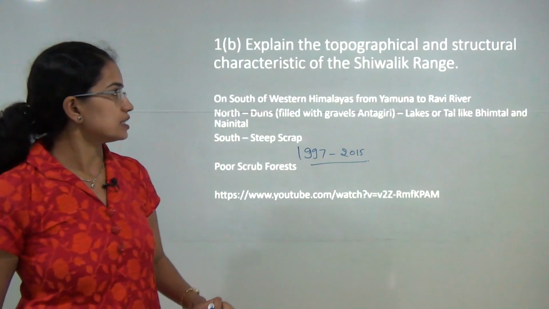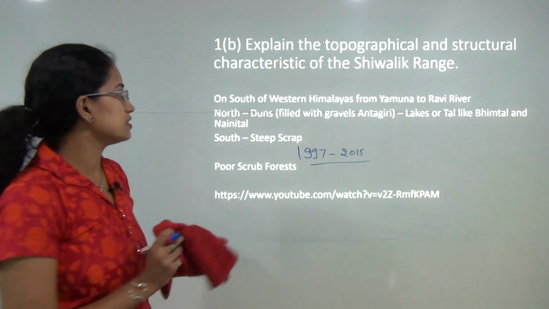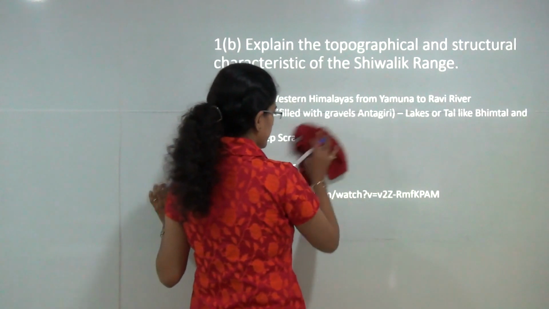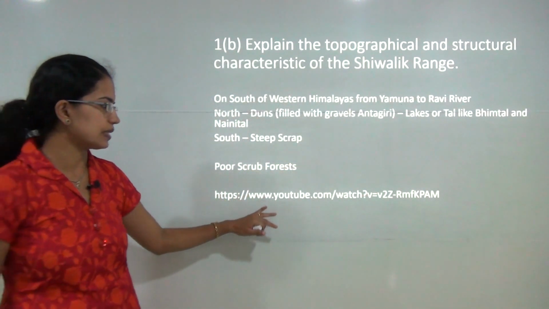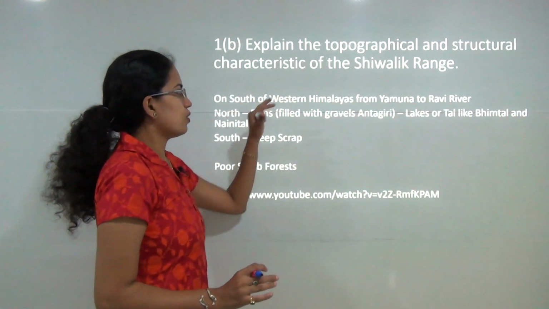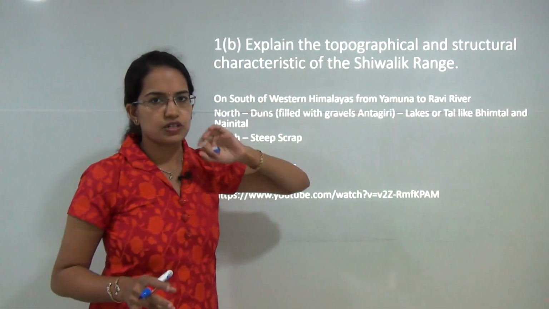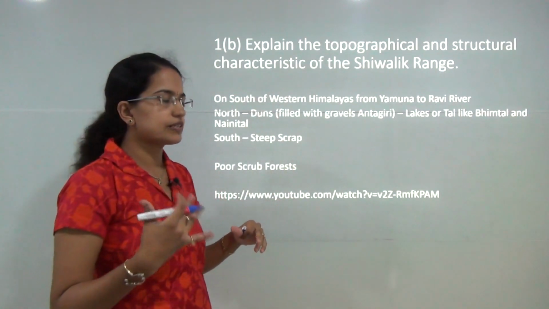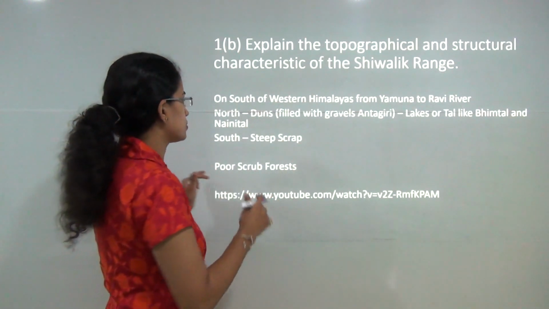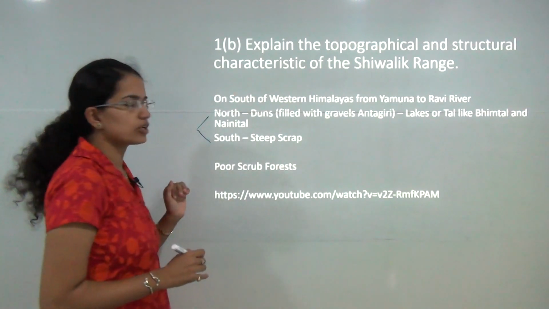The next question is the topographical and structural characteristics of Shivaliks. Now this is a very direct question. We have covered this under the physiography of India. You can refer to the lecture here. Now, the main aspect that you need to explain here is, besides explaining about Shivaliks, you need to explain that Shivaliks is composed of two ranges, the north and the south.